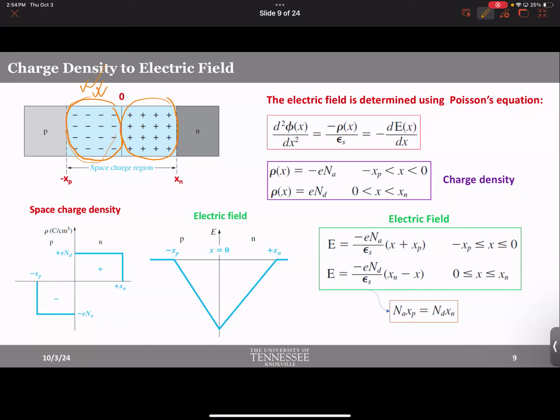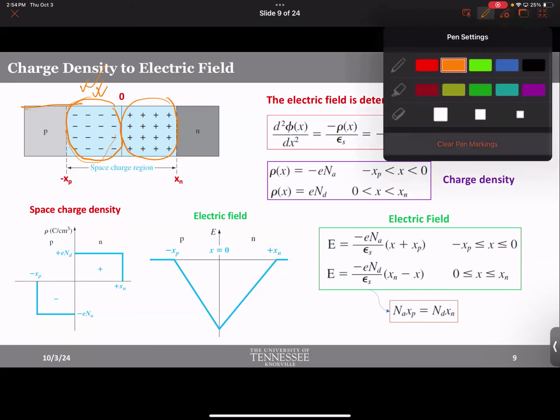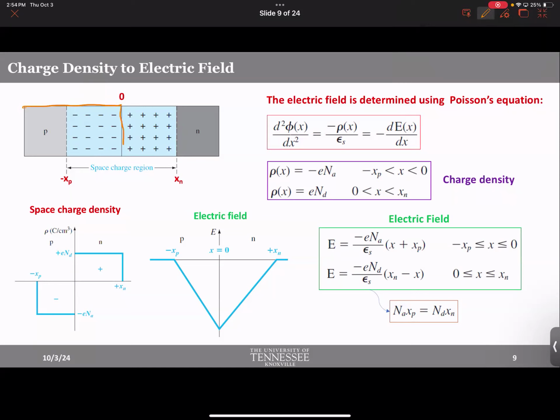So what did you have in the P region? Let's start from there. What did you have in the P region? You had holes that are positive charges, right? H plus, H plus, H plus everywhere. What happened to them? When you connected the N-type material, they diffused to the other side. So what did they leave behind? We talked about it in the last class. What did they leave behind?